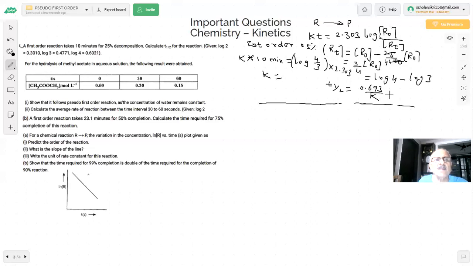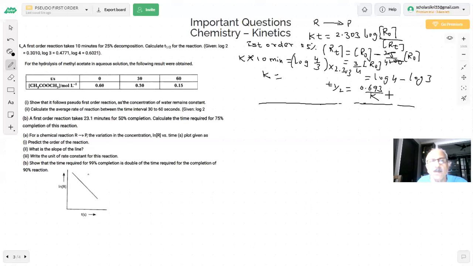Now he says, show that it is a pseudo first order reaction. Very important question. This question was asked in the board papers. That's why I derived the equation for the pseudo first order reaction. How will we solve it? What do we have to do in this?